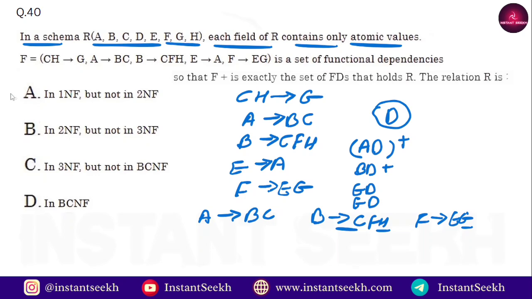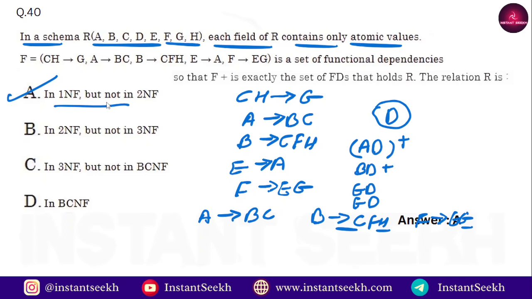It is in 1NF, where we don't have atomic value, but it is not in 2NF. Why do we say this? Because if a relation is in 1NF, 2NF is only possible when all non-key attributes are fully functionally dependent on the primary key. But here C, G, H are dependent partially, so it is not fully dependent. So the given schema is in 1NF but not in 2NF. So your answer A is your right answer.